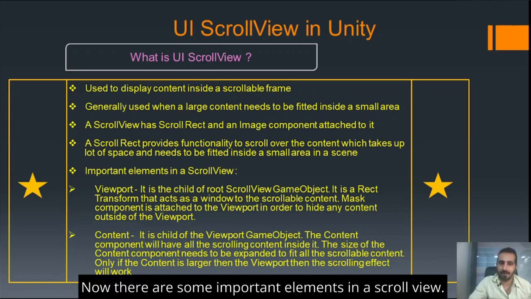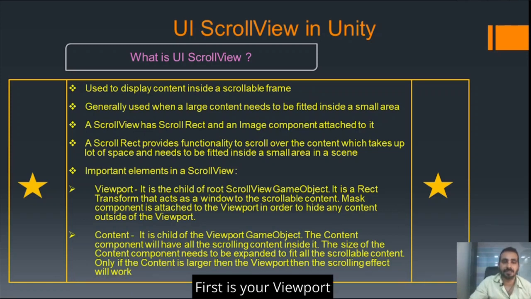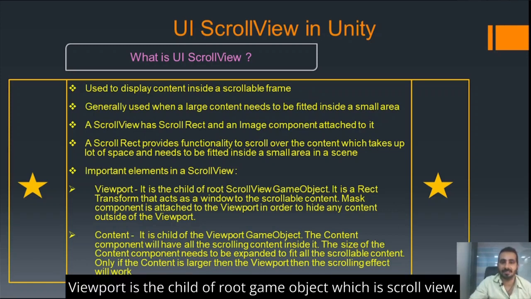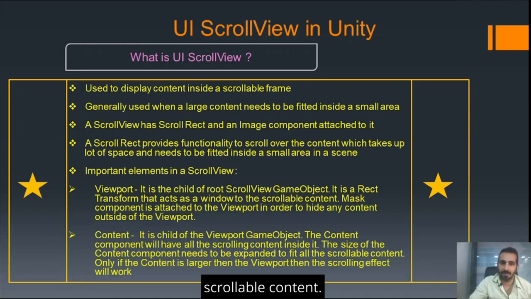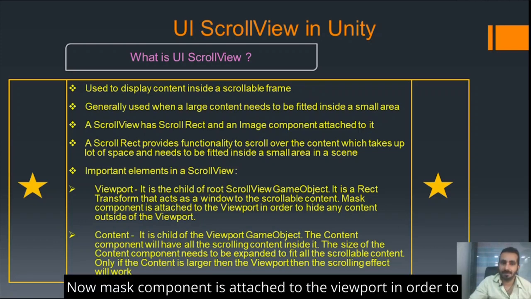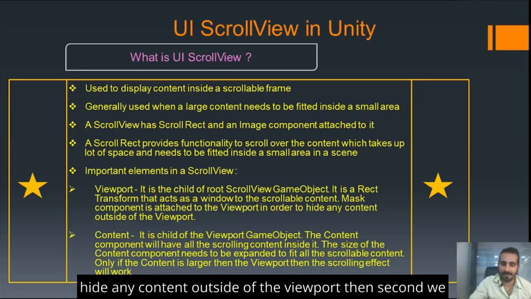Now there are some important elements in a scroll view. First is your viewport. Viewport is the child of the root game object which is scroll view. It is a rect transform that actually acts as a window to the scrollable content. Now a mask component is attached to the viewport in order to hide any content outside of the viewport.